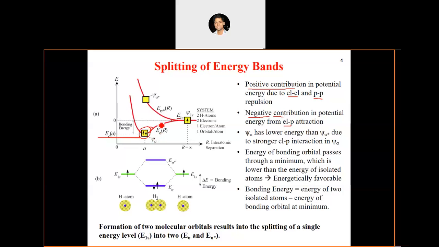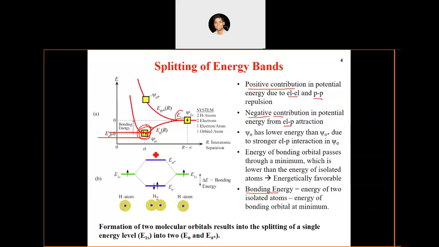From this plot we can also say what the bonding energy is. Bonding energy will basically be the difference of these two energies, right? The energy of two isolated atoms, which is this energy, minus the energy of the bonding molecular orbital. So this will be the bonding energy. You can see this here also. The bonding energy is the difference between the energy E1s and E sigma.